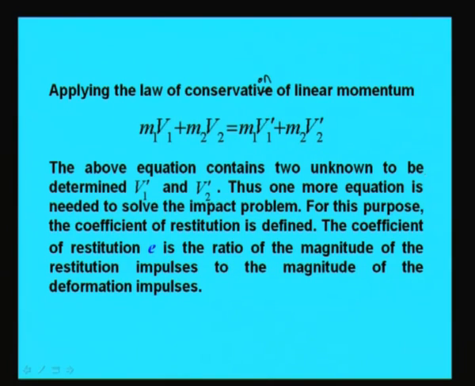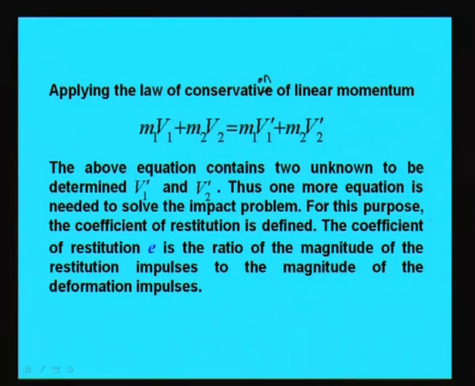So this quantity is a very important quantity. Suppose E is equal to 1, that means the kinetic energy is conserved. There is no loss of kinetic energy. If E is equal to 0, then there is a significant amount of loss of kinetic energy. If E is equal to 0.5, then also there is some loss of kinetic energy. At E is equal to 1, there is no loss of kinetic energy.